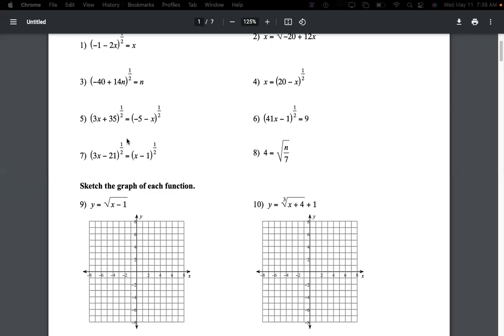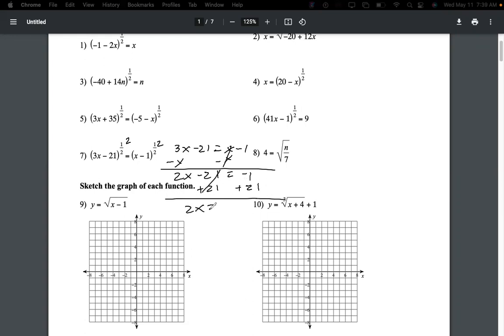Okay, so what you're going to do is you're going to square both sides to get rid of that square root. And so that's going to give me 3x minus 21 equals x minus 1. Now I'm going to get my x's on one side and numbers on the other side. So I'm going to add that 21 to the other side. And so that's going to give me 2x equals 20. So that'll give me x equals 10.